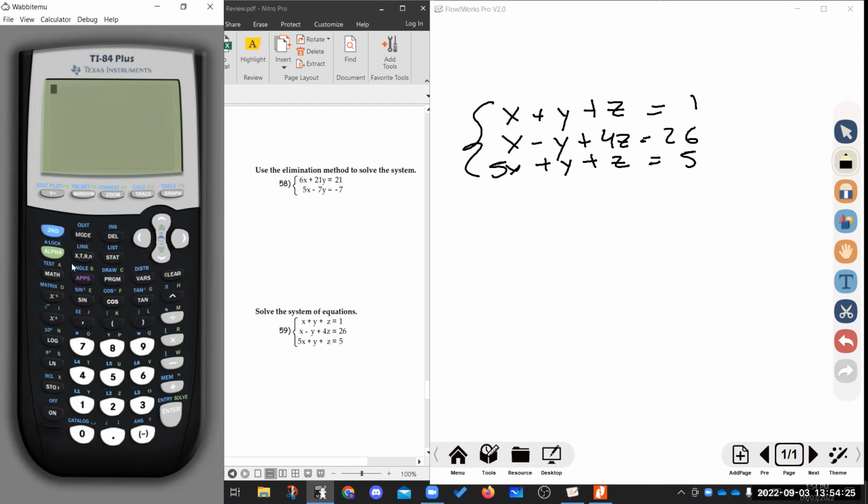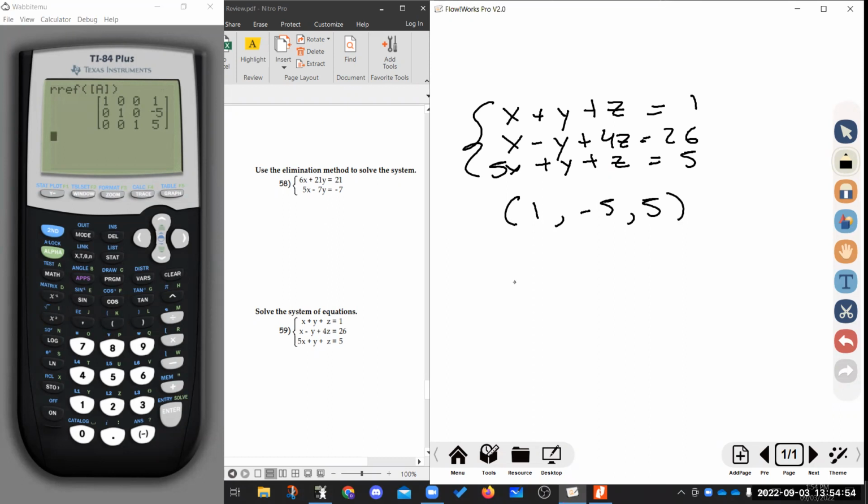I'm going to quit out of this. I'm going to go back into my matrix menu to do some math. I'm going to find the command that says RREF, which stands for reduced row echelon form, second matrix A, and this is going to solve it for me. And this is going to tell me that my solution is x is going to be 1, y is going to be -5, and z is going to be 5. I just read it from right there.